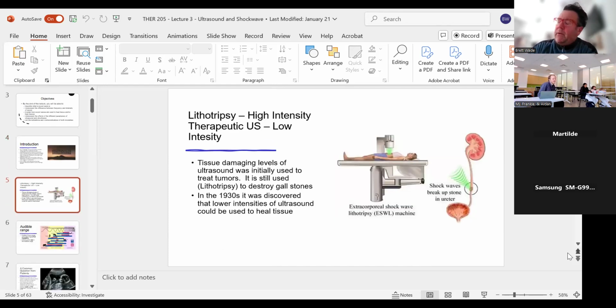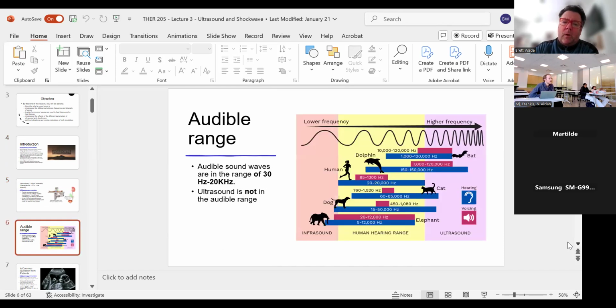Lithotripsy, I can't remember. I'm just going to write a note to myself if that is a question, but it just is the origin essentially of ultrasound. They found by turning it up really high that you can destroy that. So I suppose it's a word you should know.